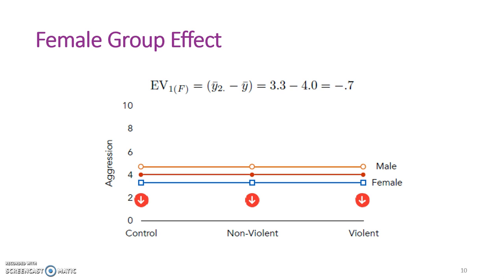Same thing for the female group effect. We know that the female marginal mean was 3.3, and so the difference between 3.3 and 4 is negative 0.7, and so the female group effect falls slightly below. It's less than the grand mean. This is indicating to us the female group effect. Again, that's completely ignoring the video game condition.